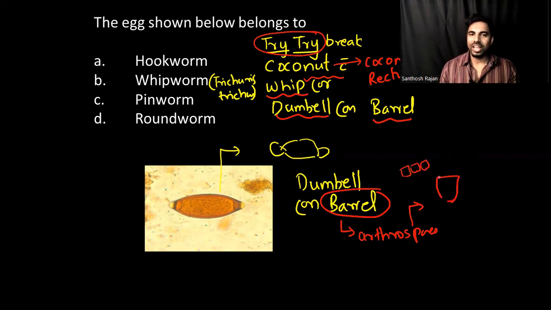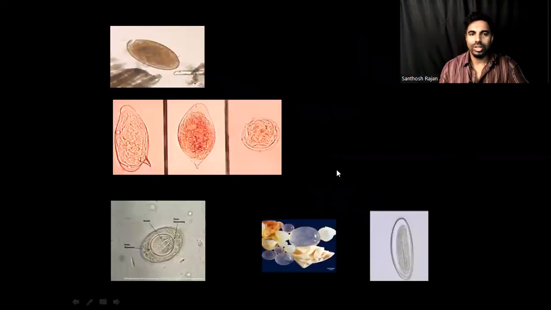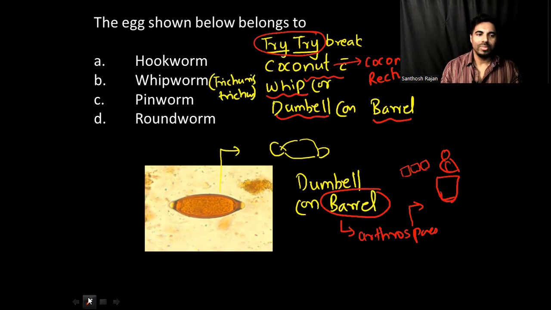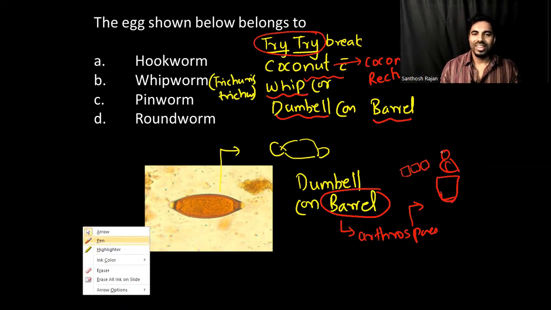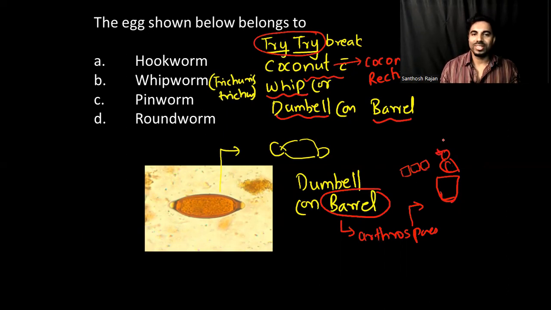What sits on top of a barrel? What is this bird? I hope my picture is not bad. Okay, like this. What is this? Cock. The cock is sitting on top of the barrel. So that is coccidiosis. Okay, coccidioidomycosis. So in mycology also, there is something called barrel shape.